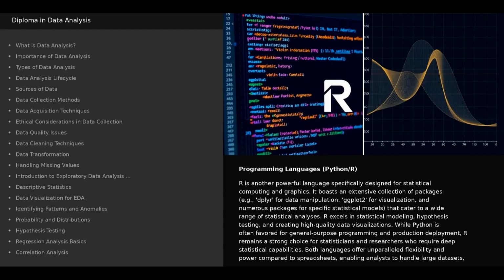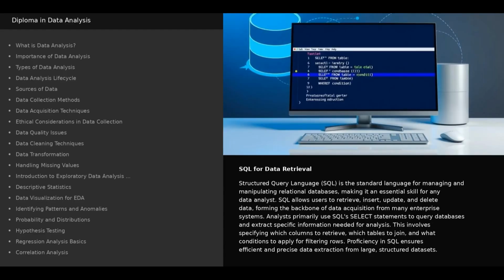R excels in statistical modeling, hypothesis testing, and creating high-quality data visualizations, while Python is often favored for general-purpose programming and production deployment. R remains a strong choice for statisticians and researchers who require deep statistical capabilities. Both languages offer unparalleled flexibility and power compared to spreadsheets, enabling analysts to handle large datasets, perform complex analyses, and build sophisticated data-driven applications. SQL for data retrieval.